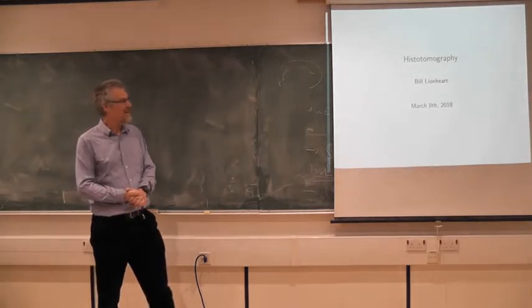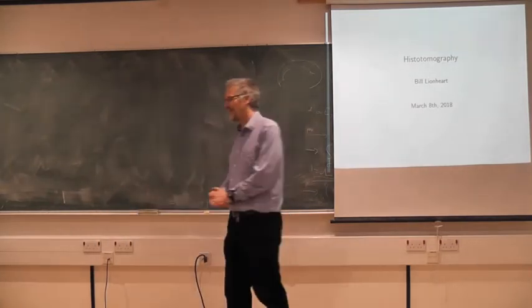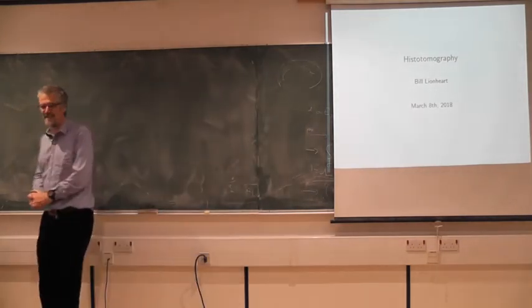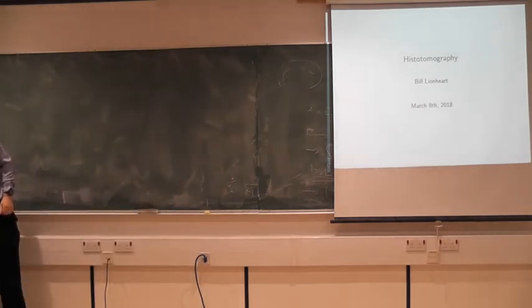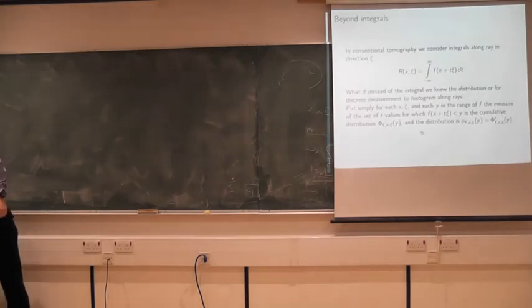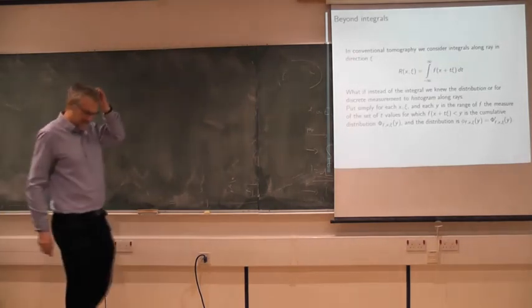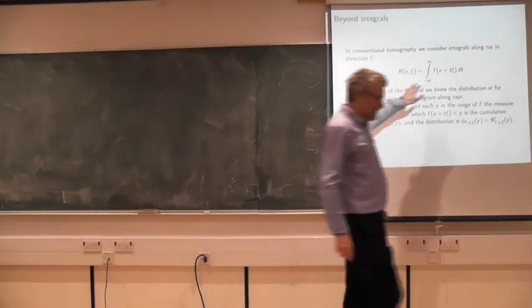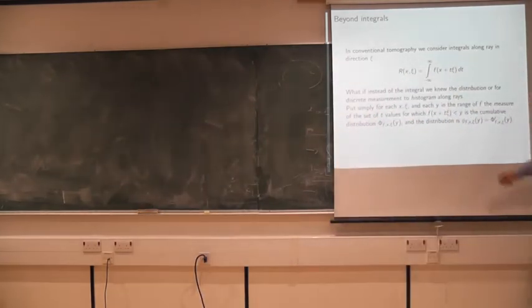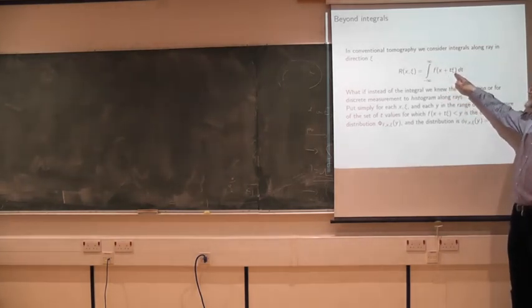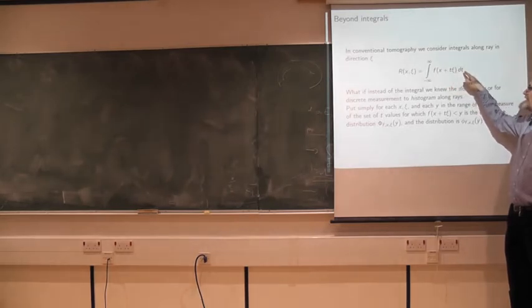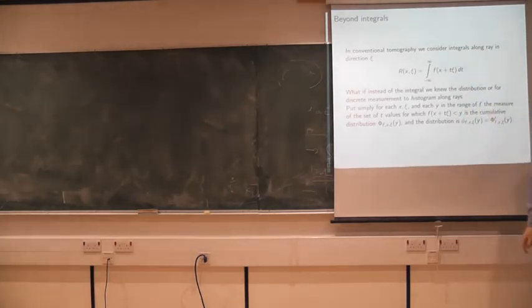This is on histotomography. You haven't heard this word before because I just made it up. I hope you'll find it entertaining. Somehow the idea is that usually in tomography we take a line integral. We start from x and go in the direction xi, a unit vector: the integral of f(x + t xi) dt. Loads of interesting tomography problems involve a line integral.